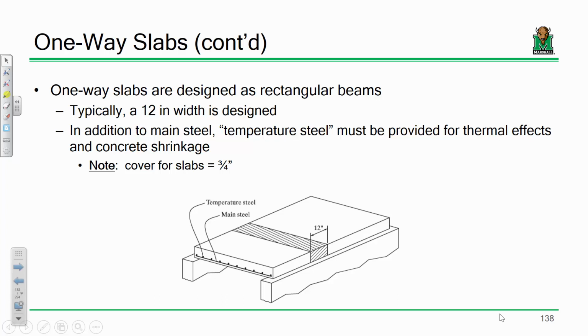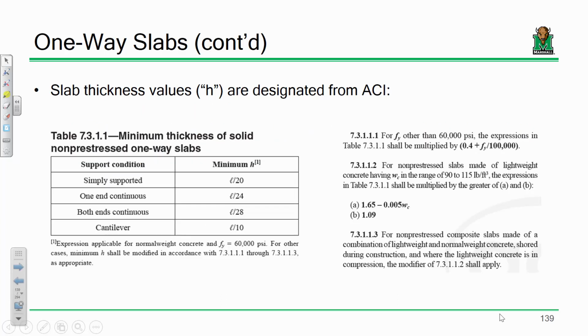But we also have our temperature steel, because remember, slabs are inherently thin. And because they're thin, under thermal expansion and contraction, they will want to crack. So we have another layer of steel in there just to prevent the system cracking under thermal expansion. And there's not really a whole lot of design with that. You just sort of compute what you need. It's pretty simple.